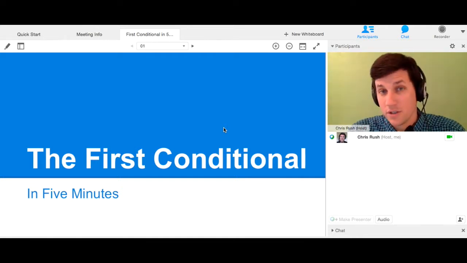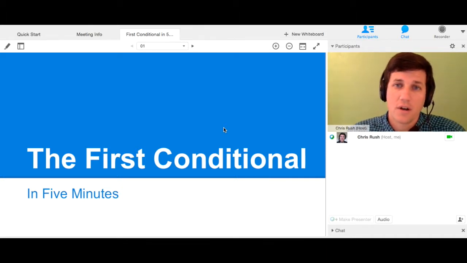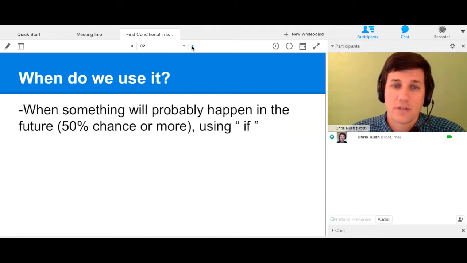First, we're going to talk about when to use the first conditional. We're going to talk about the form of the first conditional, and then we're going to talk about how to use it. So let's begin by talking about when we're going to use the first conditional. We use this when we're talking about something that might happen in the future. And a good rule of thumb is to say if there's a 50% chance or more, using if.